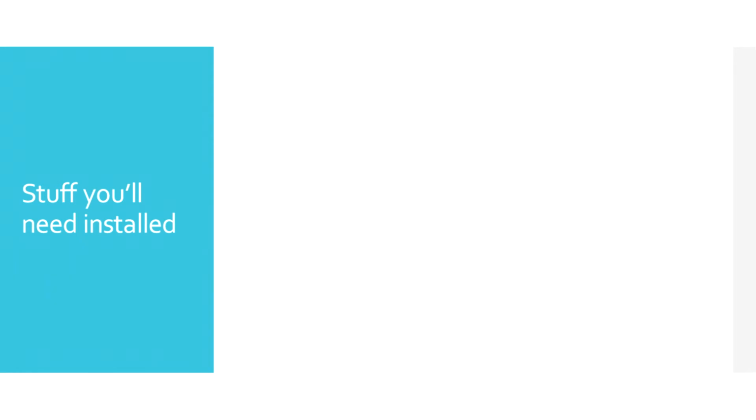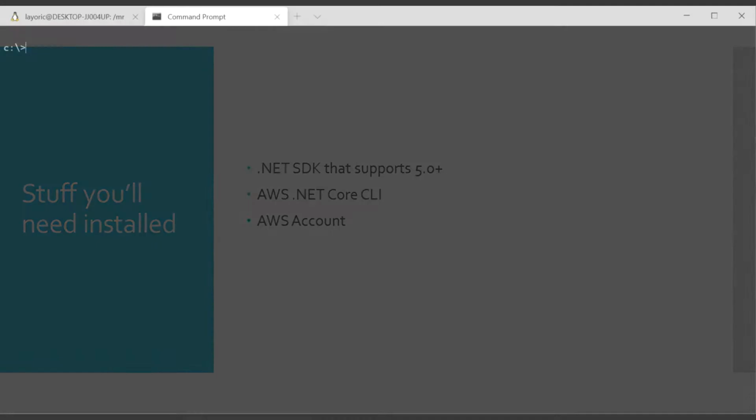You'll need .NET Core SDK that supports .NET 5 or higher, the AWS .NET Core CLI, and of course an AWS account. To kick us off, we're going to use the ServiceStack .NET tool x to create our project based on our new AWS containers template. If you don't have this installed, you can just run dotnet tool install -g x. Once installed correctly, you'll be able to see the selection of templates via the command x new.